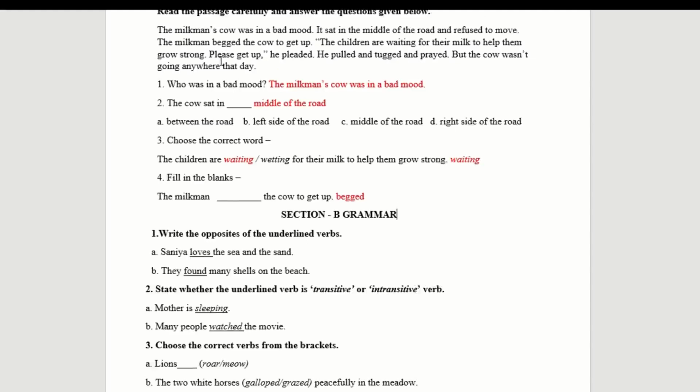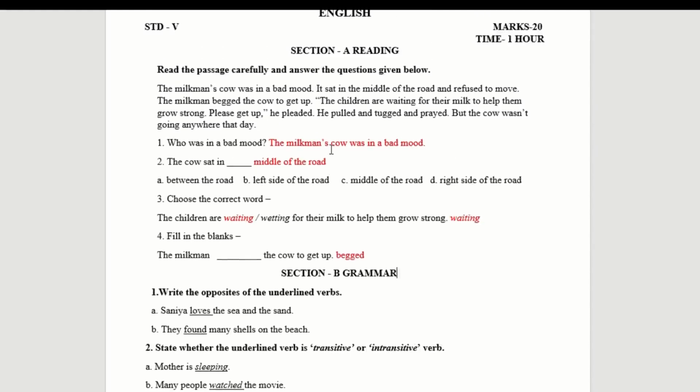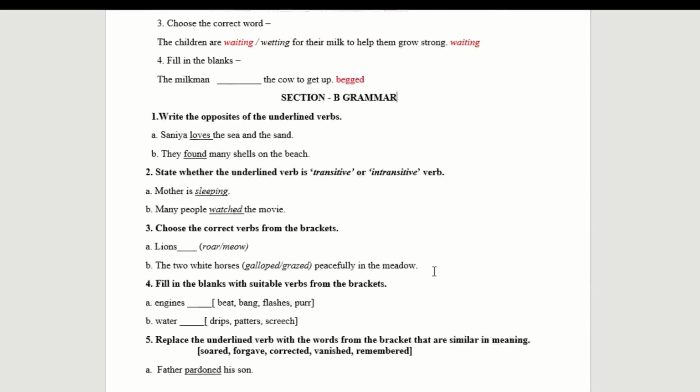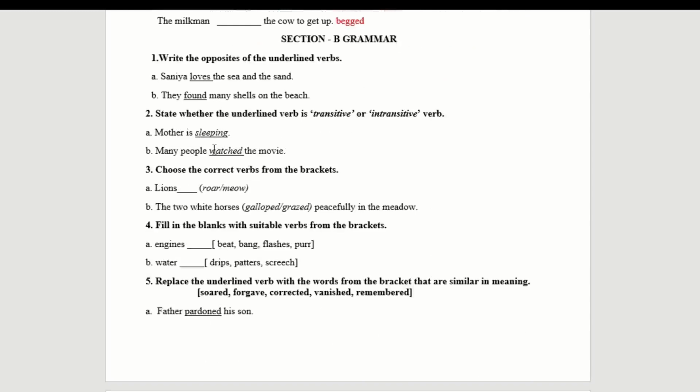So we have finished writing the answers of section A, reading passage. The first question is asked in such a way that you are supposed to write in a sentence form, so we have written the answer in a sentence format. All the other answers are objective type, so we have written only the answers in the answer sheet. Now let's see section B, grammar.